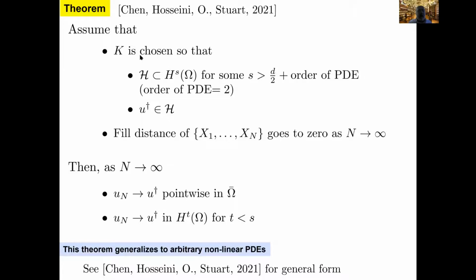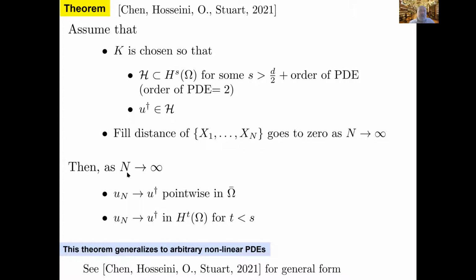Assume that the kernel k is chosen so that its RKHS space is continuously embedded in the Sobolev space HS for some s greater than the dimension of the space over 2 plus the order of the PDE, which is 2 here. We need that condition to ensure that the PDE can be defined pointwise for the elements of that RKHS. Assume that the solution of the PDE belongs to that RKHS, and assume that the fill distance between collocation points goes to 0 as the number n goes to infinity.